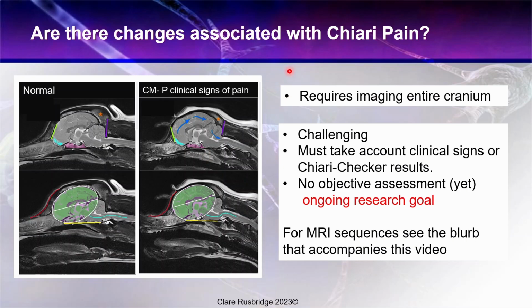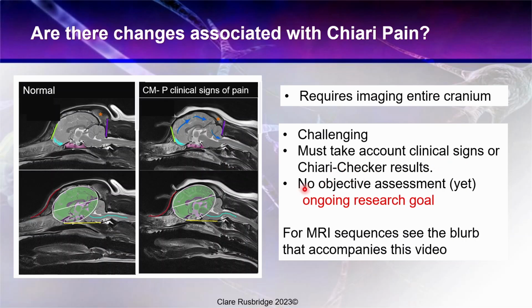So if we're assessing a clinical case for Chiari pain, we do need imaging of the entire cranium. It is challenging, because we can have dogs that have MRI changes consistent with Chiari pain and not necessarily have Chiari pain. So you must take into account the clinical signs. I'll use the Chiari Checker, which is an app which I am developing currently, but hopefully if you're viewing this video in a month's time it will be available. So you must take into account the clinical signs and not just the MRI.